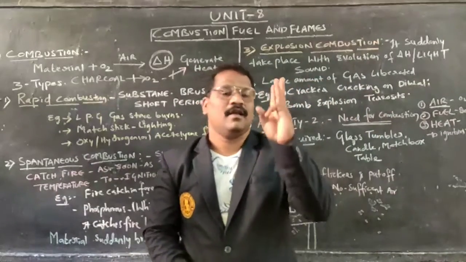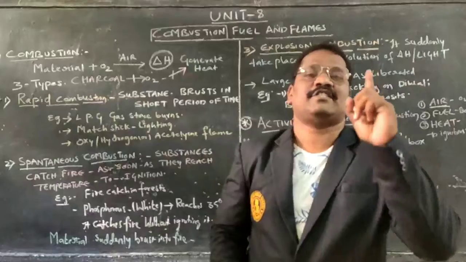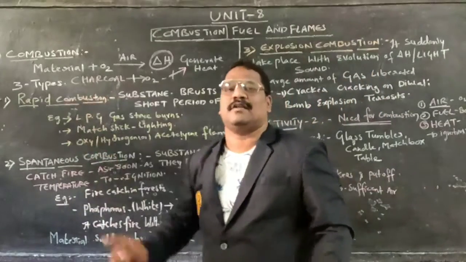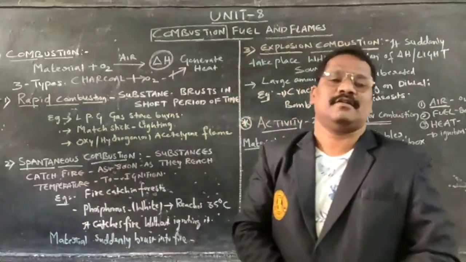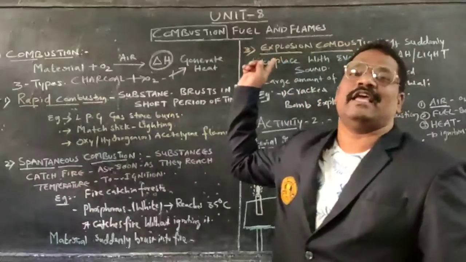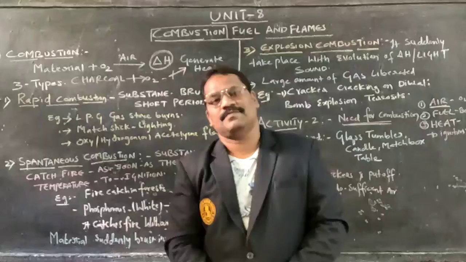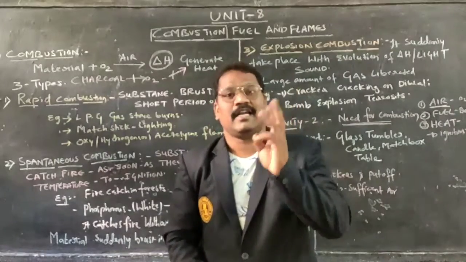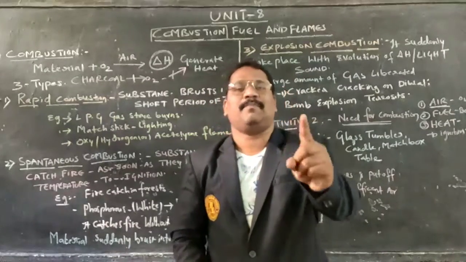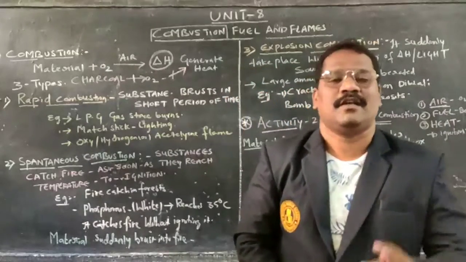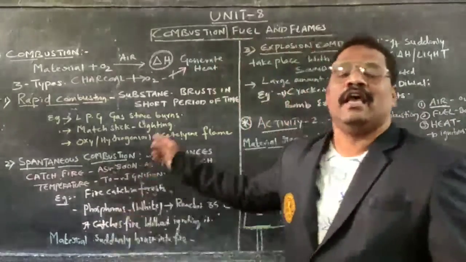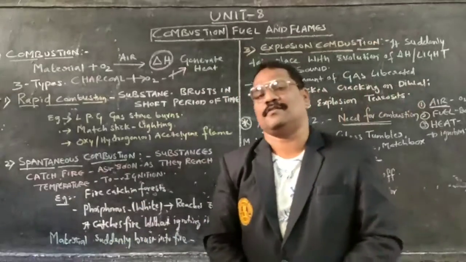These combustions are of 3 types. How many types, children? 3 types. First one is rapid combustion. Second one is spontaneous combustion. Third one is explosion combustion. First one is rapid combustion, second one is spontaneous combustion, third one is explosion combustion.